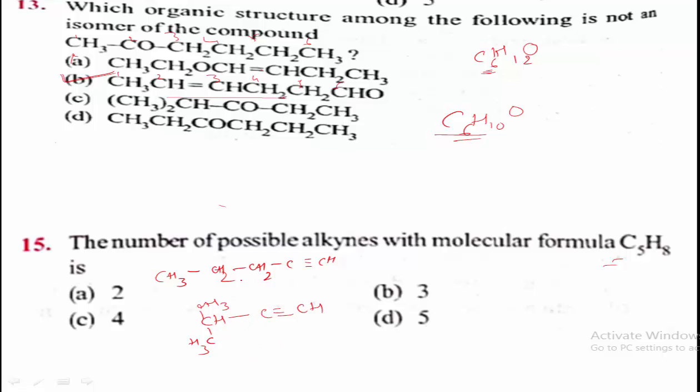And here I write pent-1-yne. You write pent-2-yne also, is it right? Yes, CH3, CH2, C triple bond C, CH3. This also follows the C5H8 formula. Yes, if you write another structure, then it becomes identical to another structure among these structures.